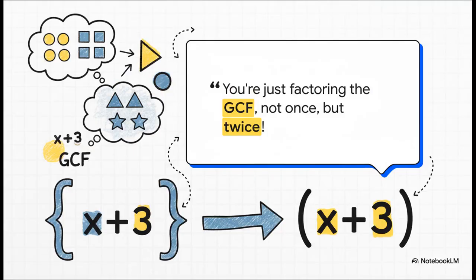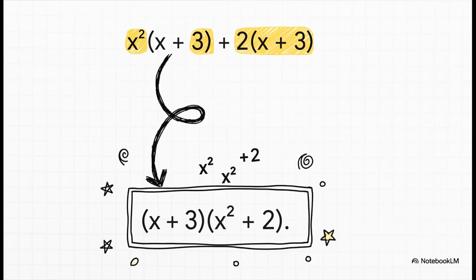See, this is what I meant. First, we factored the GCF from the pairs, and now we're going to factor out that new binomial GCF. So we just pull out that common factor, the x plus 3. And what's left over? The x squared and the plus 2. And those leftovers, well, they form our second factor.